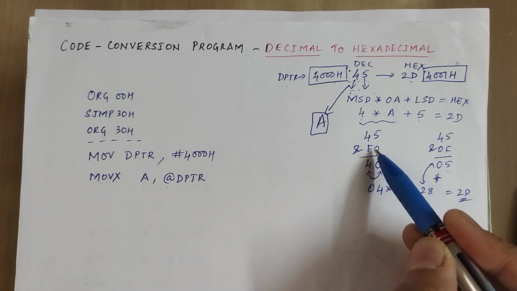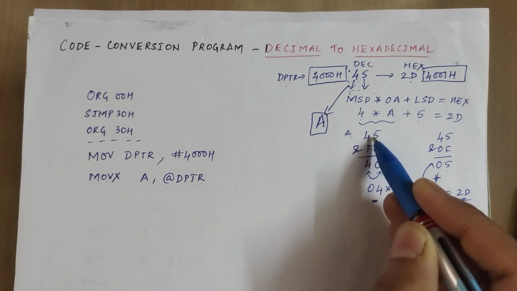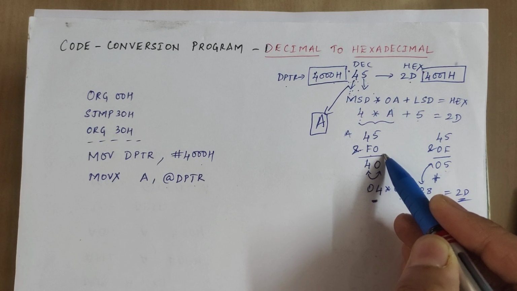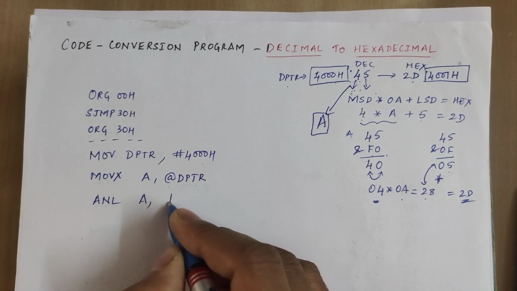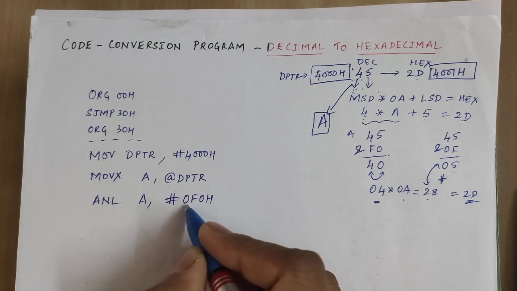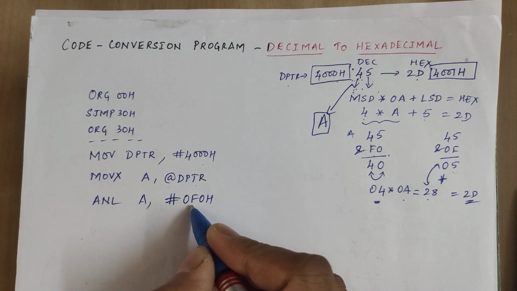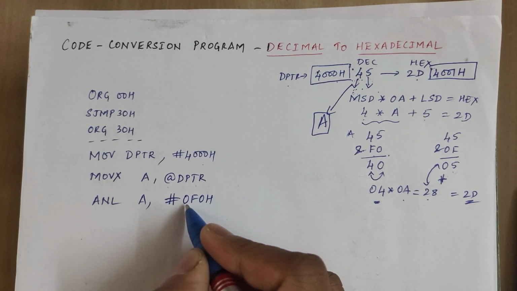Now let's do the first process. Let us extract the MS digit. This data which is in the accumulator should be ANDed with F0H. So let's do AND logical A comma hash 0F0H. This prefix of 0 is there because the number is beginning with an alphabet. Whenever the number begins with an alphabet, we have to prefix it with a 0 so that the assembler treats this as a number, not as a label.